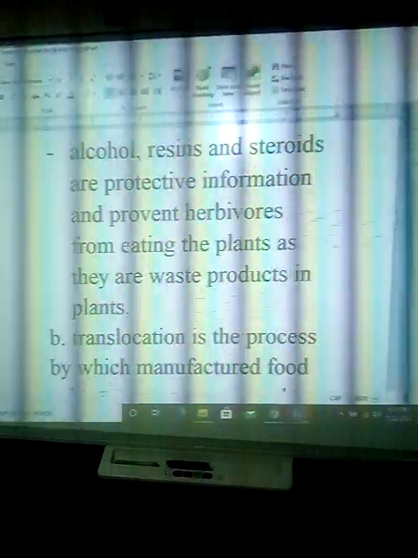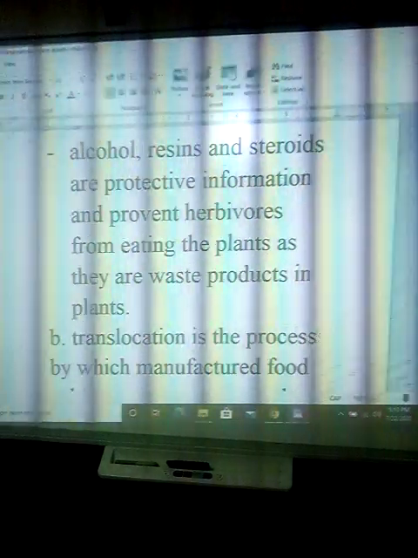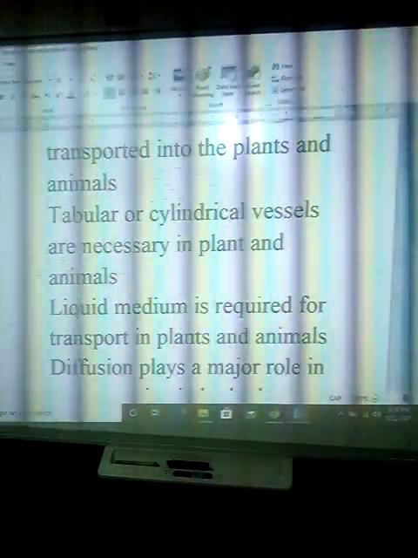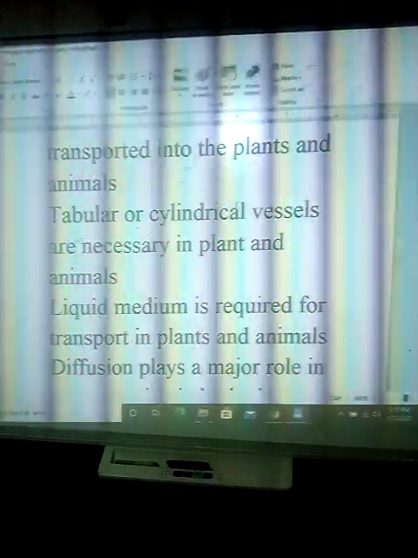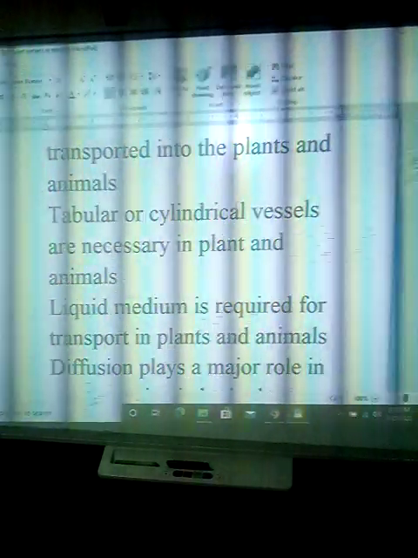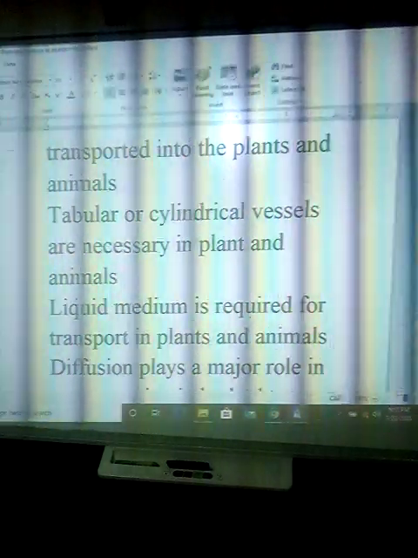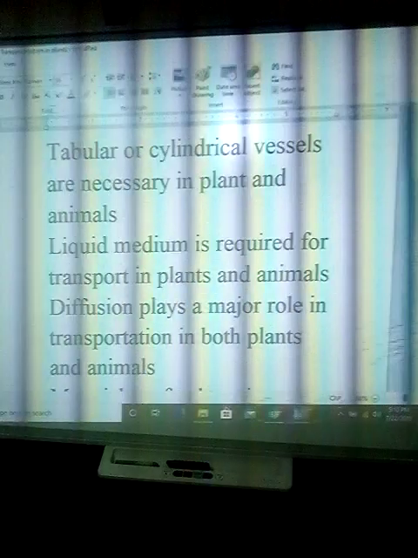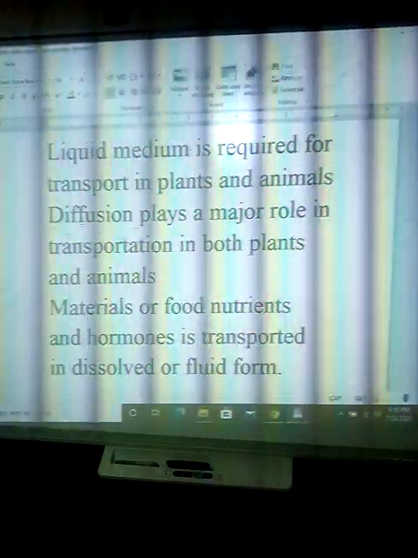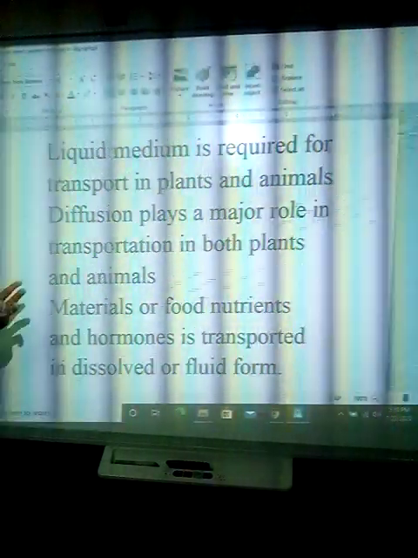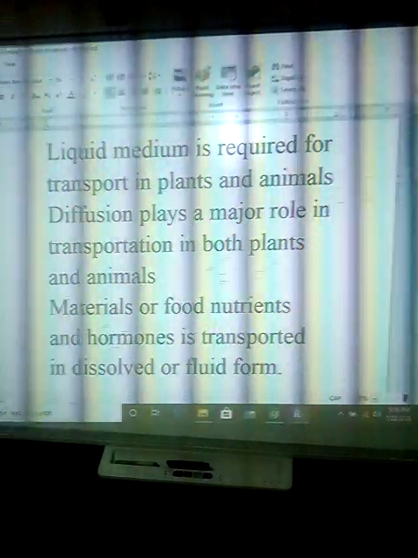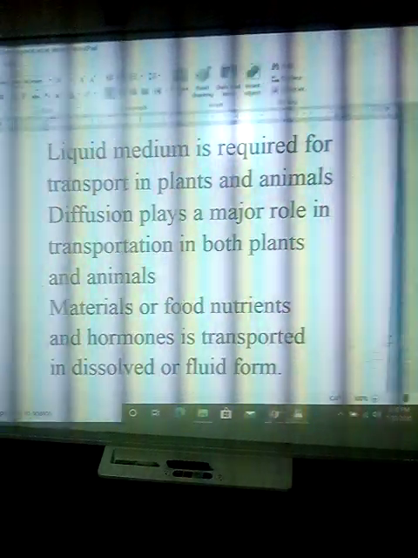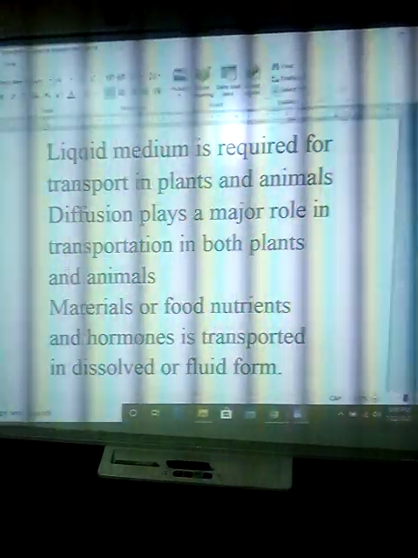What is translocation? Translocation is the process by which manufactured food is transported in plants and animals. Tubular or cylindrical vessels are necessary in plants and animals. Liquid medium is required for transportation in plants and animals. Of course, there must be a medium for transportation. Diffusion plays a major role in transportation in both plants and animals. Of course, diffusion plays a major role, and the role of diffusion cannot be overemphasized.